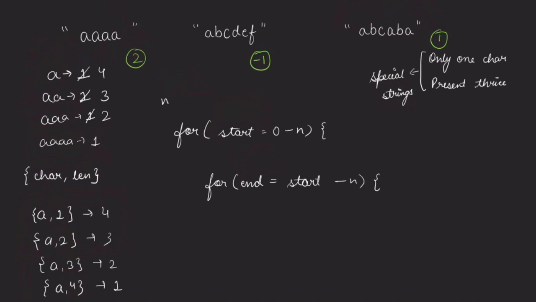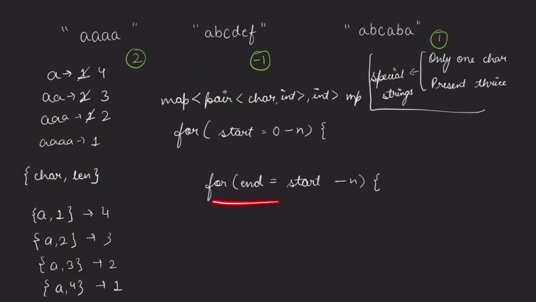So you'll just create a map over here, and there you will store a pair, which will be a character and an integer, and the value will also be an integer. We can name it MP, right? And then this will give you all the substrings, right? But in the map, we only need to update those substrings which are having only one character in it, which are having only one type of character in it, right?